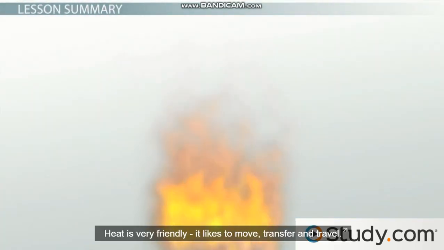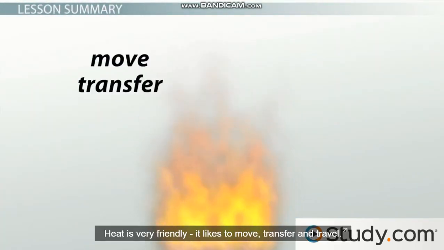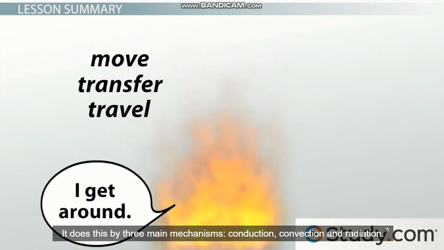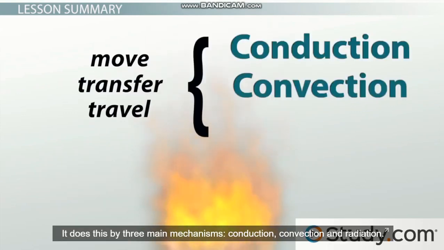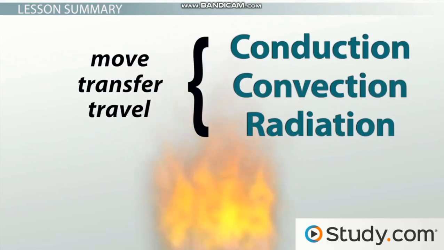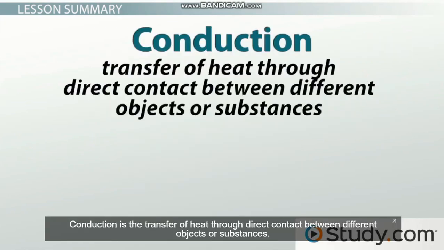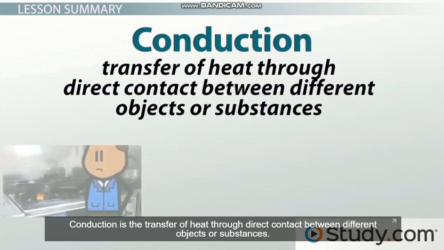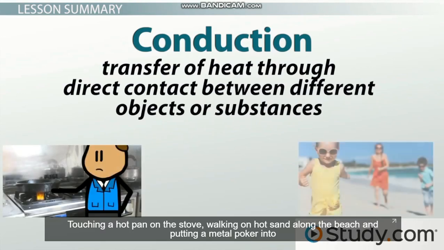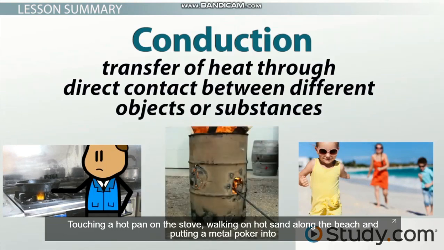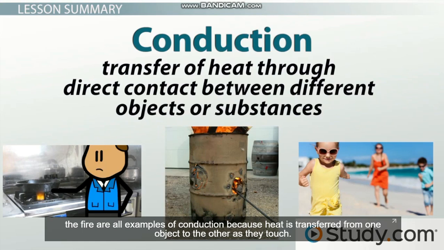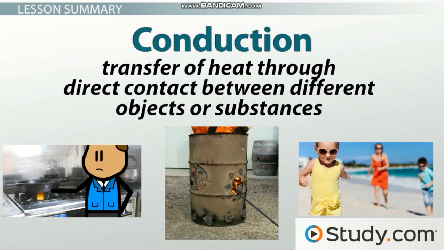Heat is very friendly. It likes to move, transfer, and travel. It does this by three main mechanisms: conduction, convection, and radiation. Conduction is the transfer of heat through direct contact between different objects or substances. Touching a hot pan on the stove, walking on hot sand along the beach, and putting a metal poker into the fire are all examples of conduction because heat is transferred from one object to the other as they touch.